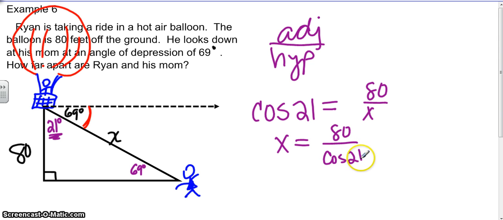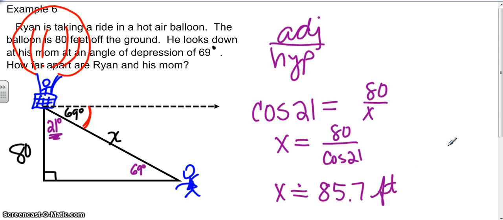Again, put this in your calculator, make sure that you are in degree mode, and you will get x is approximately 85.7 feet. So Ryan's mom is about 85.7 feet away from him.